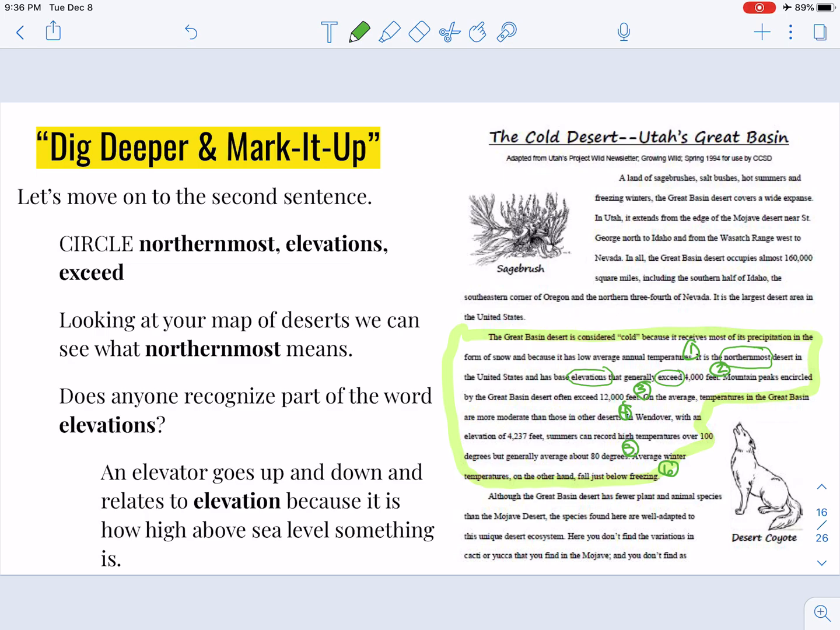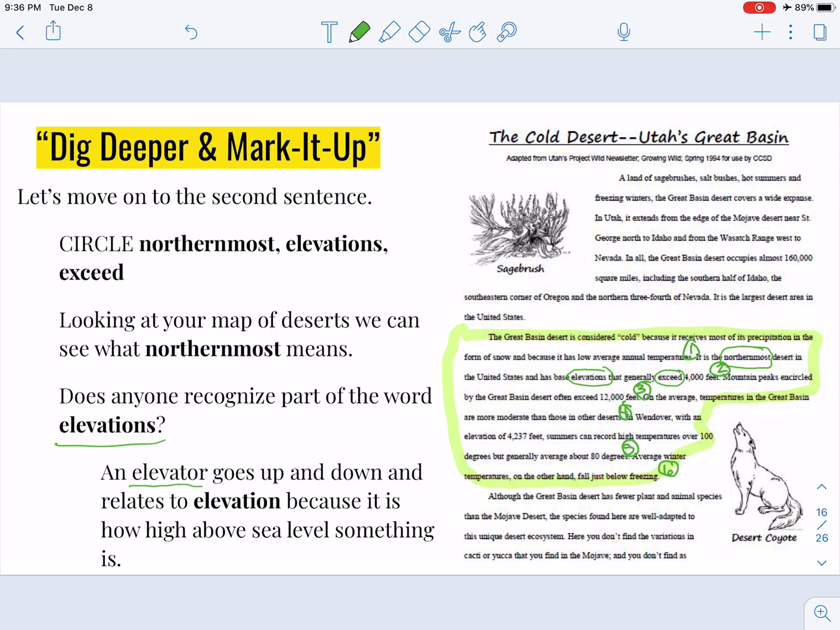So if we were to look at a map like we did earlier, we would see that the Great Basin Desert is the furthest north desert in the United States. Now, I know some friends are saying, but what about the Great Plains? Remember, the Great Plains are not exactly a desert. They are what is considered a steppe. They are a frozen tundra sometimes. It is not a desert necessarily. So this is the furthest north desert. That's what northernmost means.